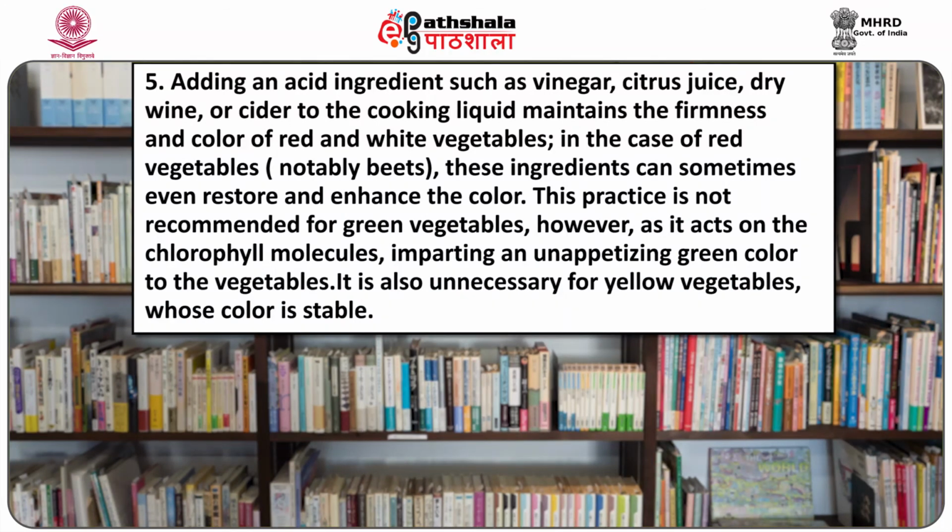Adding an acid ingredient such as vinegar, citrus juice, dry wine or cider to the cooking liquid maintains the firmness and color of red and white vegetables. In the case of red vegetables, these ingredients can sometimes even restore and enhance the color. This practice is not recommended for green vegetables, however, as it acts on the chlorophyll molecule, imparting an unappetizing green color to the vegetables. It is also unnecessary for yellow vegetables whose color is stable.